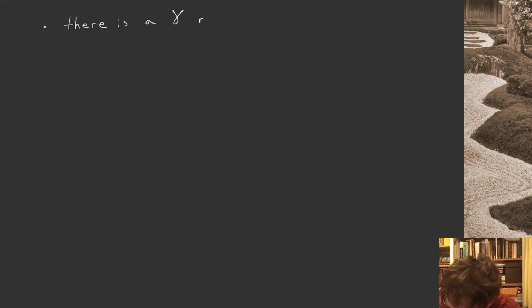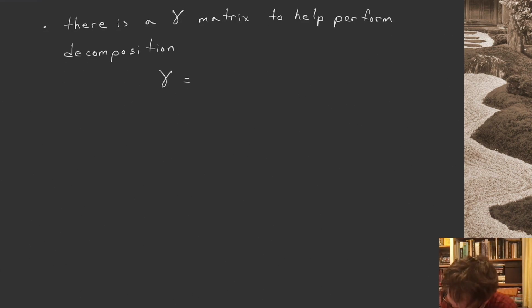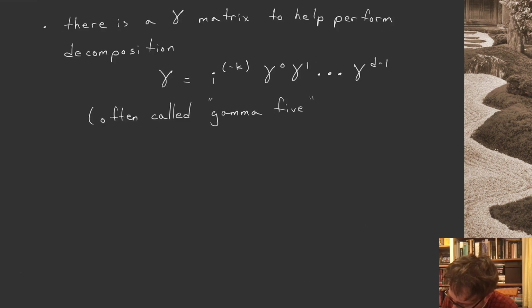There's a way to make this a little bit more precise. There's a gamma matrix to help perform the decomposition. And it's the following matrix. I take a funny factor of i that means that the whole matrix will have real eigenvalues. And what that factor of i is will depend a bit on the dimension. But then I take a product of all of the other gamma matrices, gamma 0 through gamma d minus 1. This is often called gamma 5 because people are often concerned with four-dimensional representations, representations in 4 dimensions of space-time rather, where you have these 4 gamma matrices, gamma 0, gamma 1, gamma 2, gamma 3, and this is the 5th one that you construct by multiplying the others together.